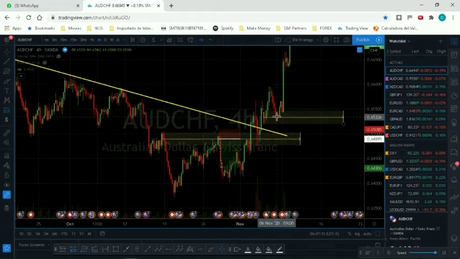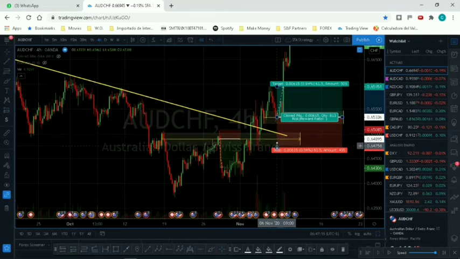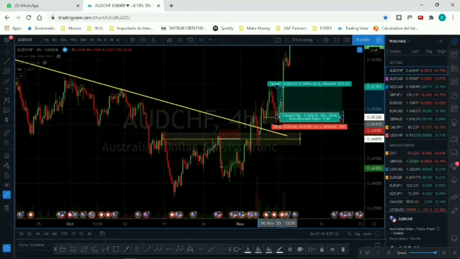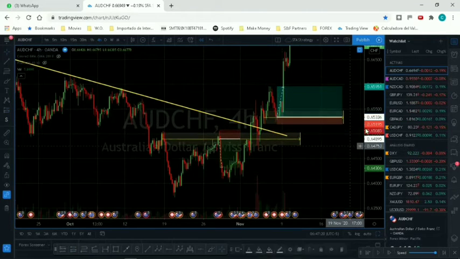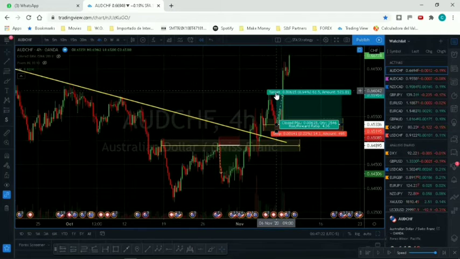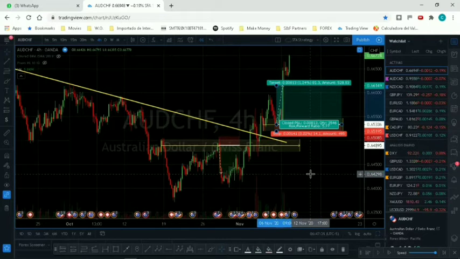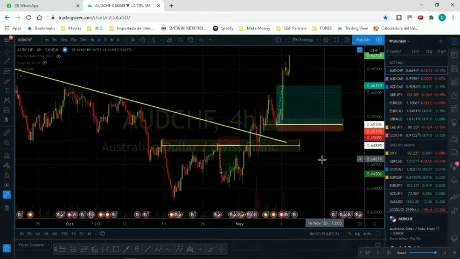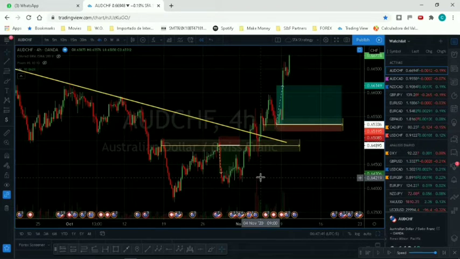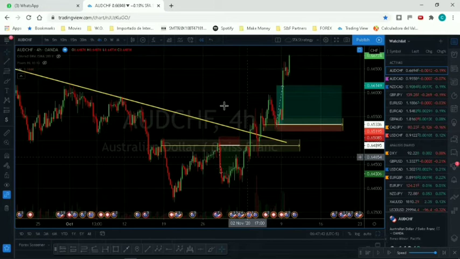This long position, we can take with only about 14 pips stop loss. And here, up to this high, I would like to take, let's talk about 80 pips, all right? 80 pips, it's a 1 to 5.77 risk to reward ratio. And well, that's just to make an example.